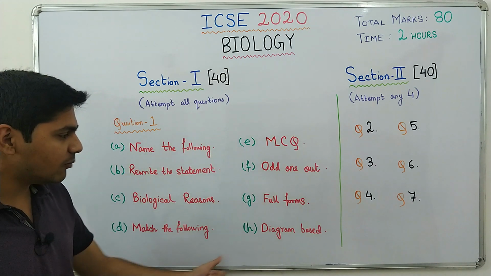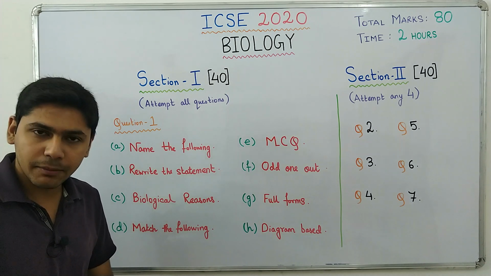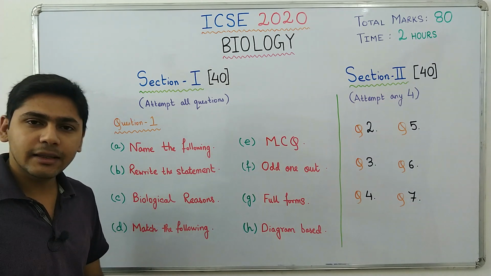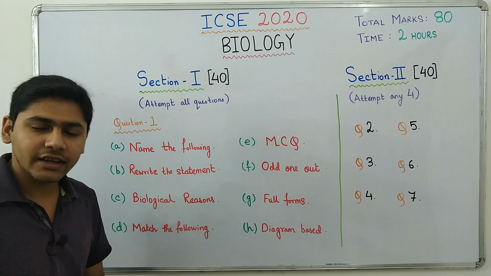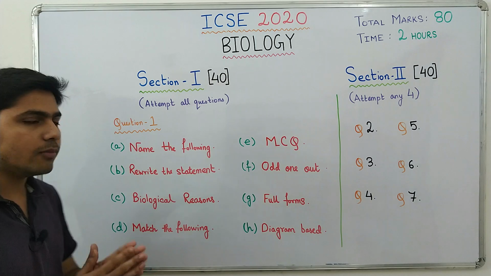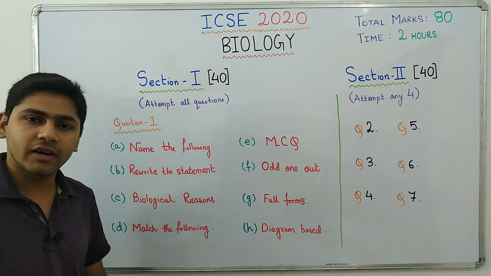Now these objective type questions were asked in the ICSE 2019 biology question paper. Other than these, objective questions like fill in the blanks, arrange the following, state the location and function of the following can also be asked. But all the questions over here will be objective type questions. You won't have to write anything long over here.